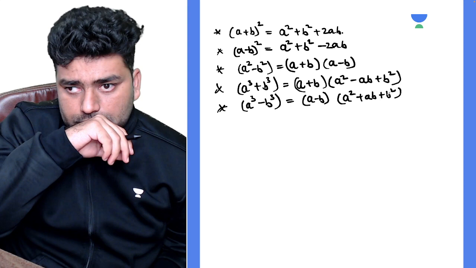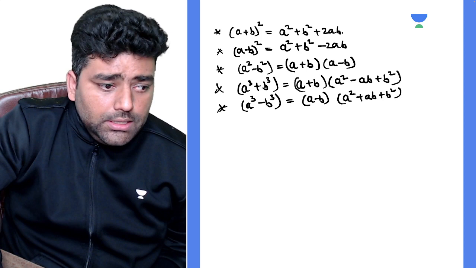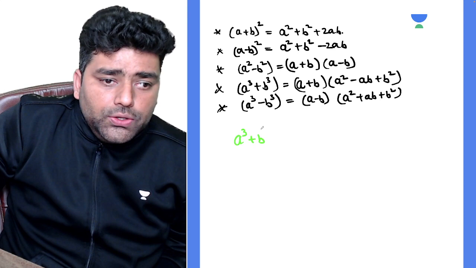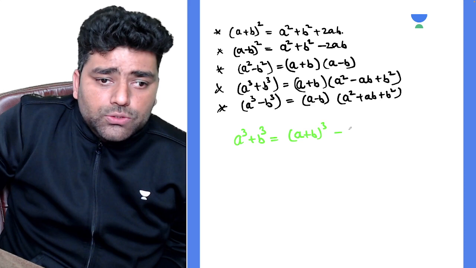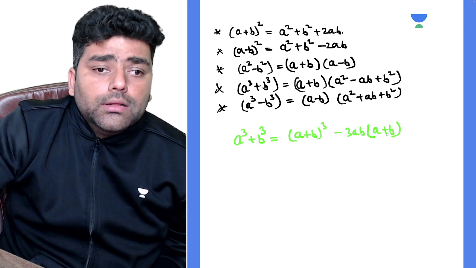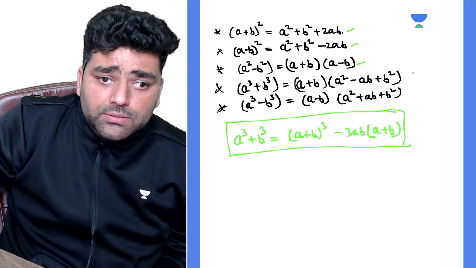A cube plus b cube, you can also write like this. Let me use another color pen. So a cube plus b cube can be written as (a plus b) cube minus 3ab(a plus b). That will be the same thing, right? And yes, these are very, very important concepts, or I would say formulas. You should always remember these because they help a lot in SAT algebra, right?